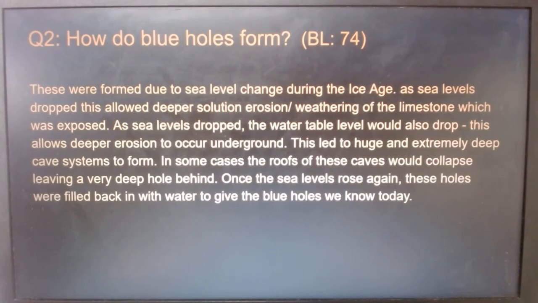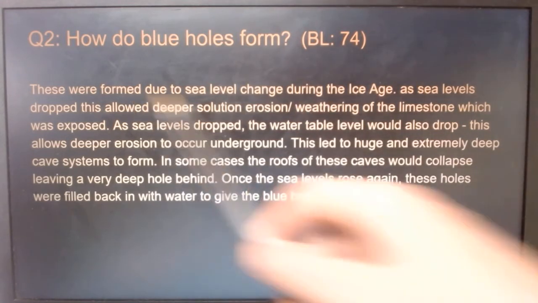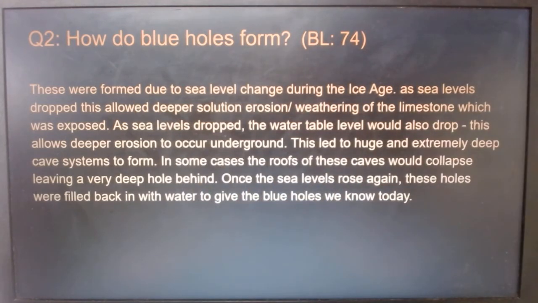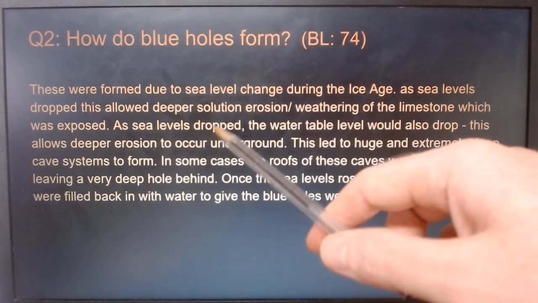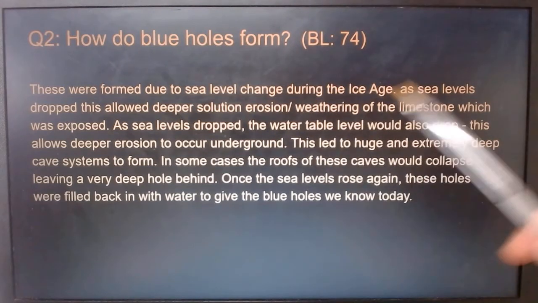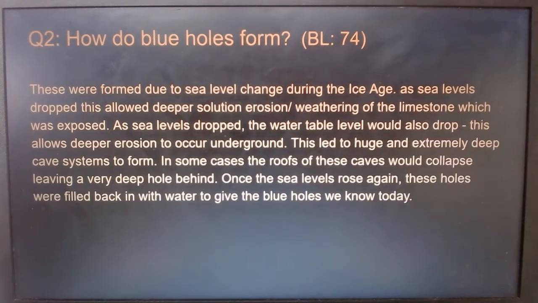Another one then: how do blue holes form? These are formed due to sea level change during the Ice Age. That first sentence is key. During the Ice Age the sea level changed, namely it dropped dramatically. As sea levels dropped, this allowed deeper solution, weathering or erosion of the limestone which was exposed. So as the sea level dropped, more and more of the limestone shelf of the Bahamas became exposed, which allowed more weathering to take place in places it wouldn't have happened before.